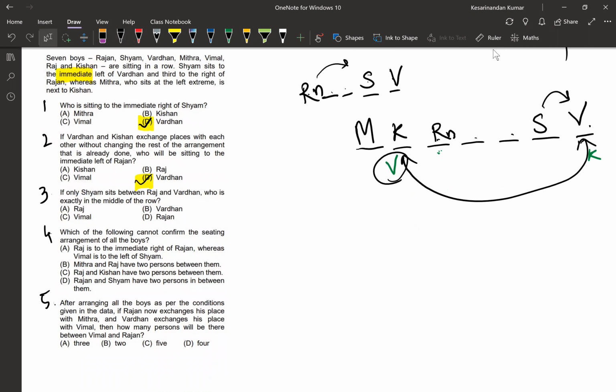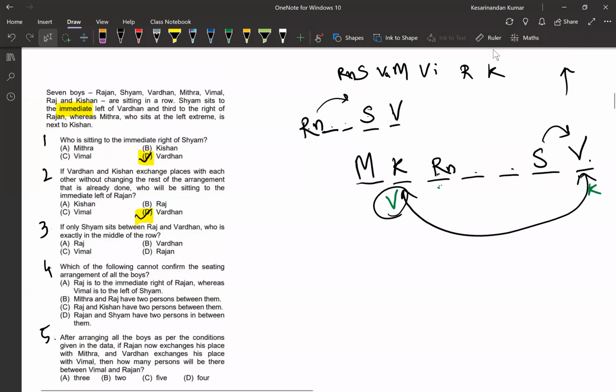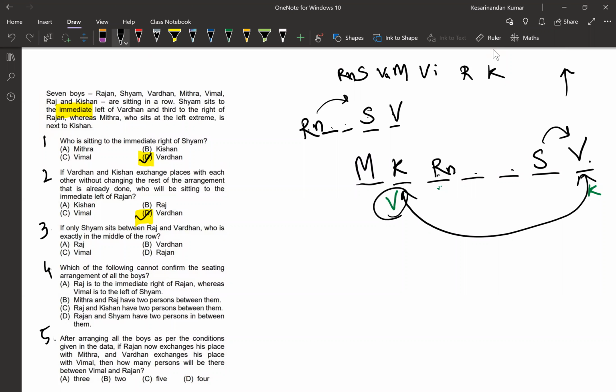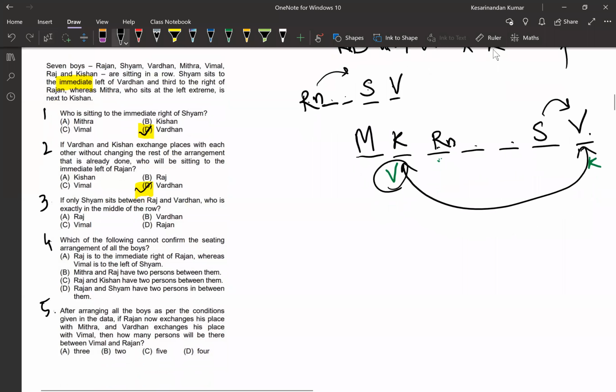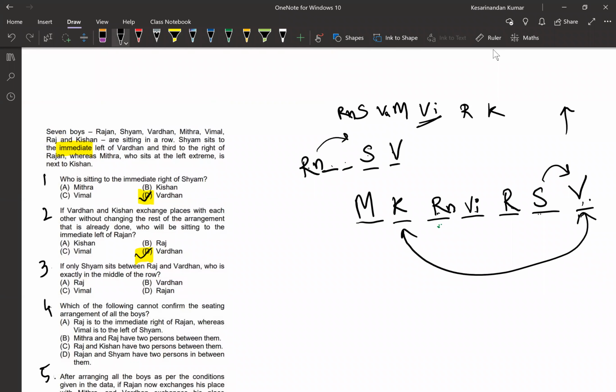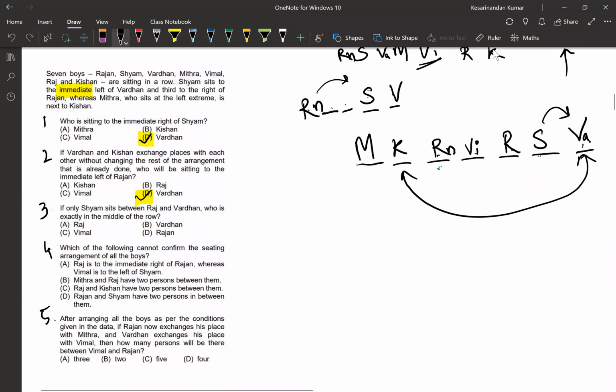If only Shyam sits between Raj and Vardhan. Was Raj mentioned anywhere? Because I had taken Raj and Rajan. No. Okay, great. If only Shyam sits between Raj and Vardhan. Vardhan is here and Shyam is here. Only Shyam sits between Raj and Vardhan. That means Raj will sit here. Who is exactly in the middle now? We have only one, and that would be VI, Vimal. This is VA basically. So the third would be C.